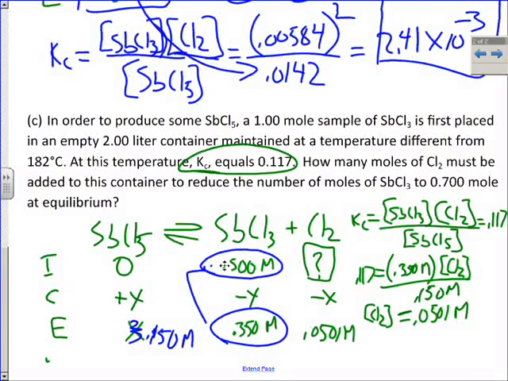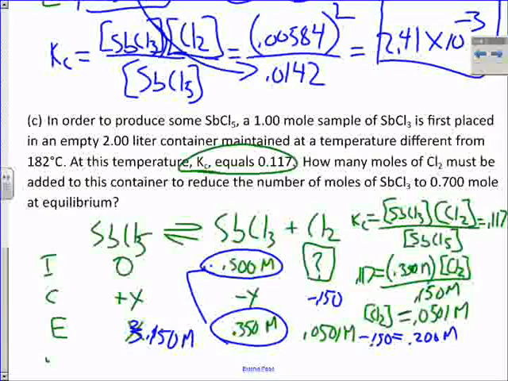And remember, we figured out X was negative 0.150 here. It's going down by that much. So how much did we have initially? So 0.0501 plus our 0.150 tells us we started with 0.200 molar Cl2. So this had to have begun with 0.200 molar.